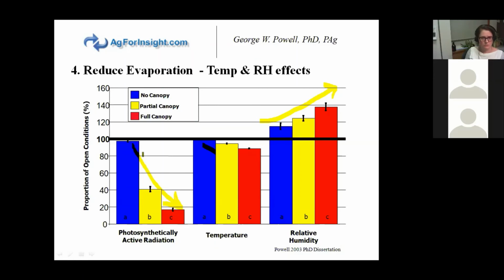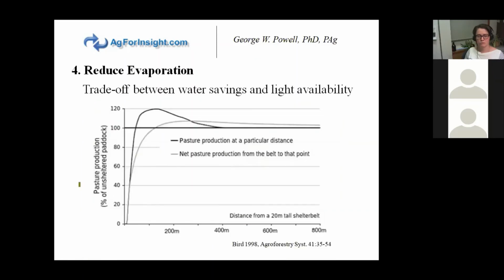Beyond a certain threshold, the reduction in light, however, is a negative. So we're creating a trade-off here between environmental values by the presence of those trees and shrubs. And this trade-off is displayed really well in this graph that Bird published in Agroforestry Systems. So this is showing pasture production adjacent to a 20-meter tall shelter belt. The solid line indicates the absolute amount of production at a given distance from the shelter belt. The gray line shows the net effect, so it's a cumulative effect over distance.